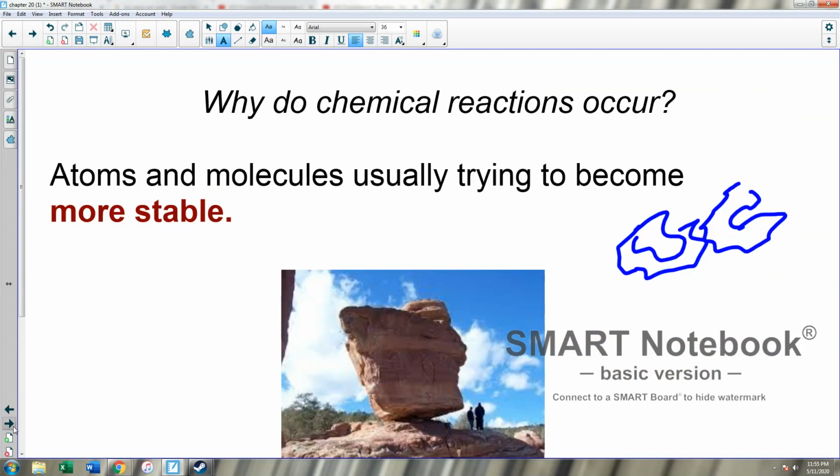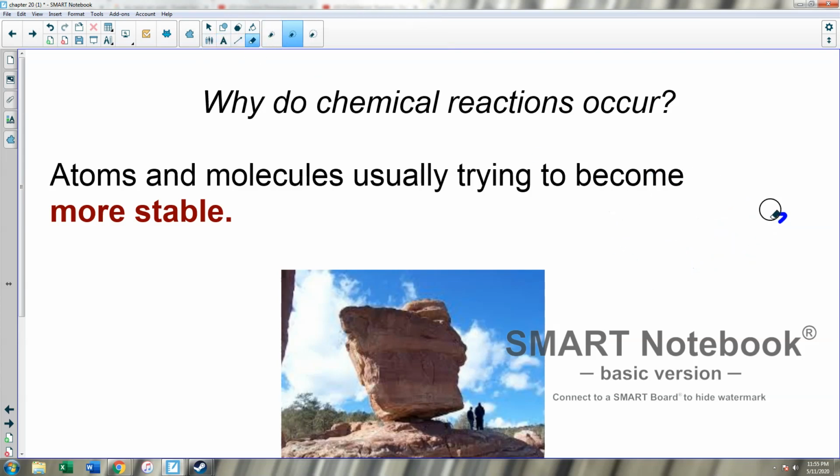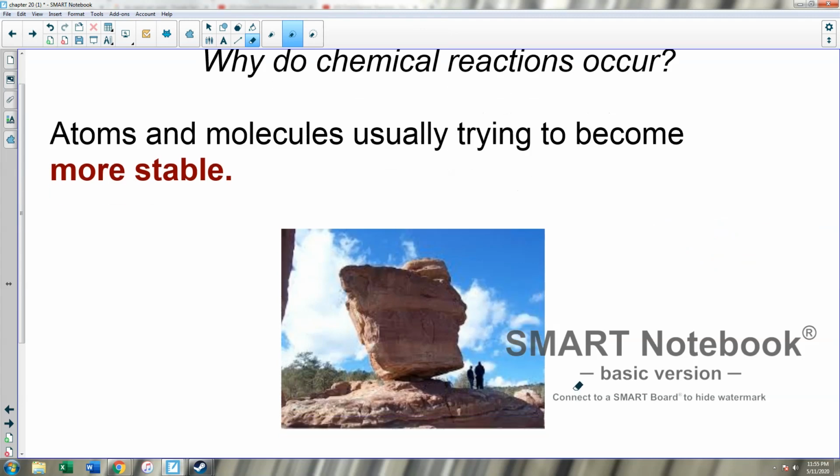So I wanted to talk about why chemical reactions actually happen. And the key idea I want you guys to get is that all chemicals want to become more stable. And so on a molecular level, there are some things that are just more stable than others, certain ways that atoms and molecules want to be arranged.